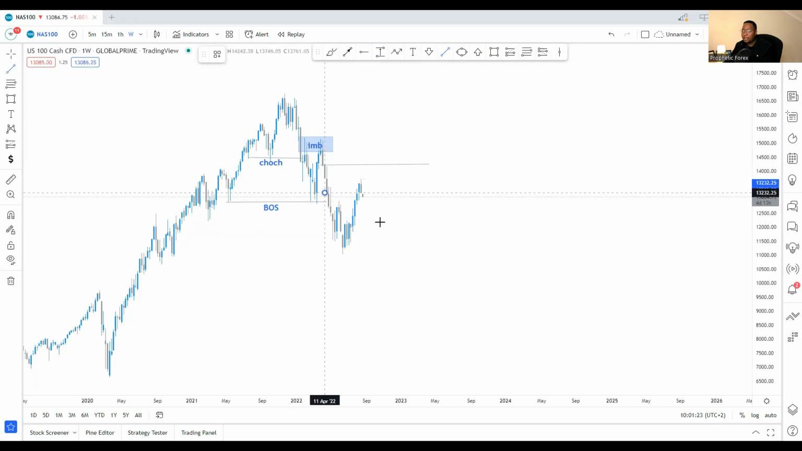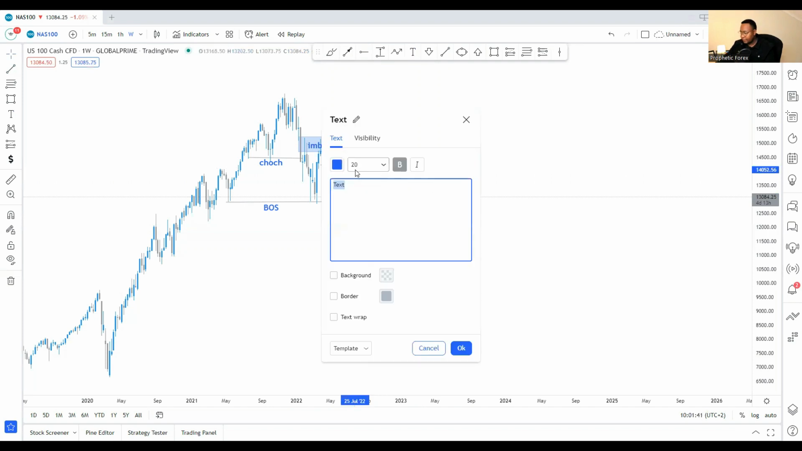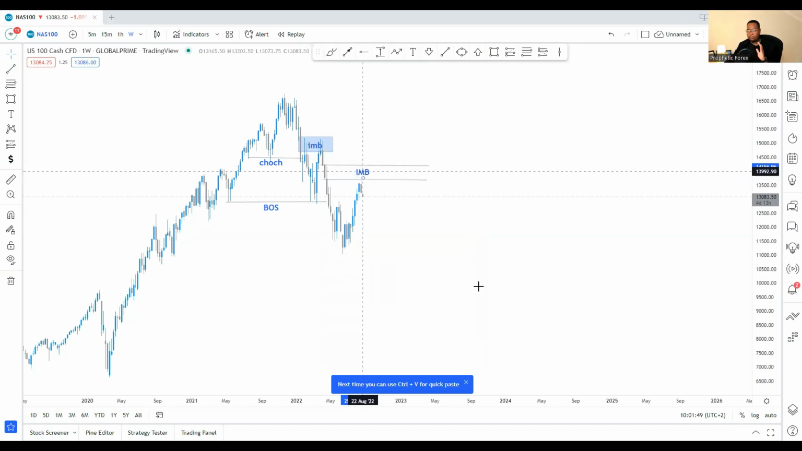So we can see the market coming back to fill it in, as we can see that. Okay, and I'll just refine it to go all the way to this point where the market is currently reacting to. Okay, so we do have that imbalance again. Let's just write it. Okay. And there we go. We do have that imbalance.